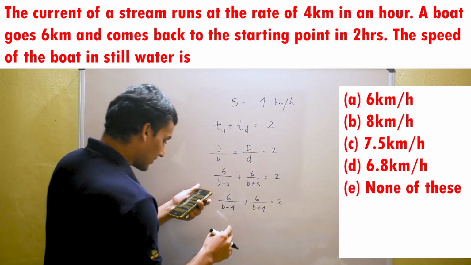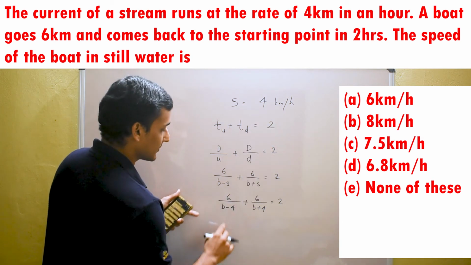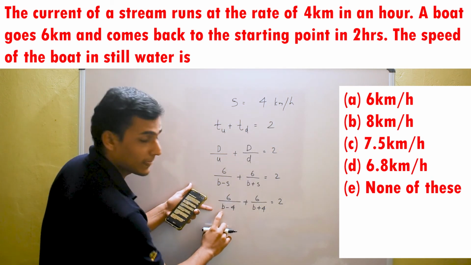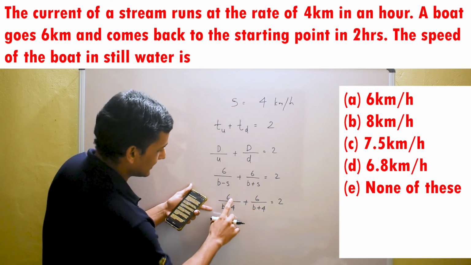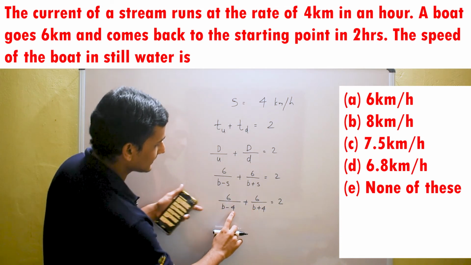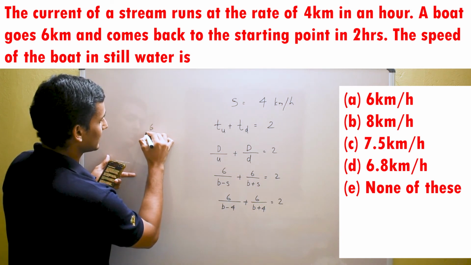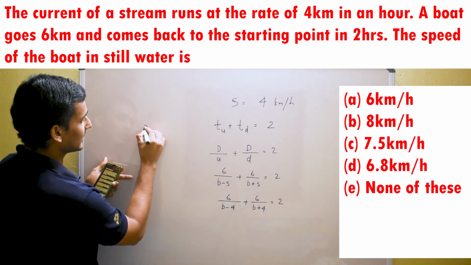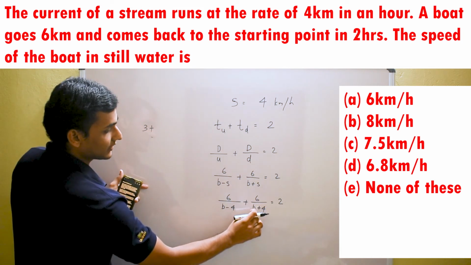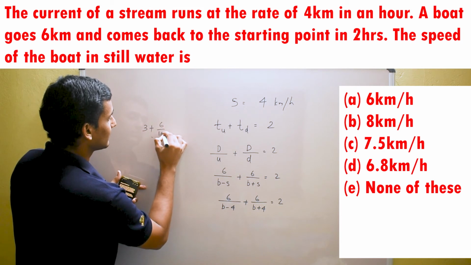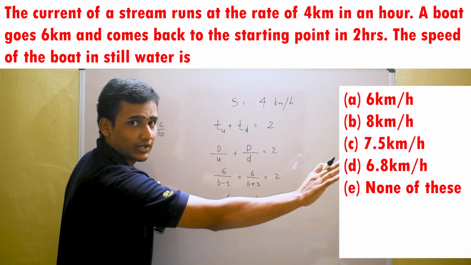Okay, first of all, I'm going to substitute the first option, 6 km per hour. If I substitute 6 here and here, 6 divided by 6 minus 4 is 6 by 2. 6 by 2 is 3. So 3 plus 6 divided by 6 plus 4, 6 by 10. So 3 plus 0.6, no. So your option A is not your answer.